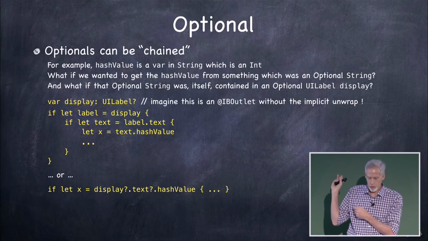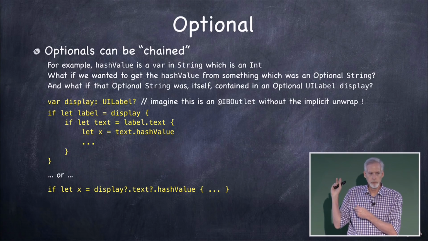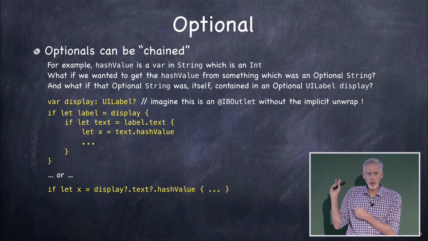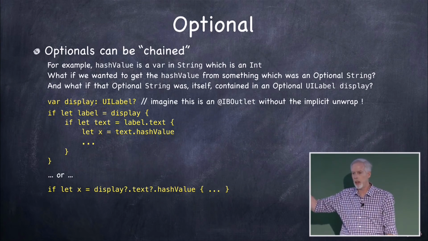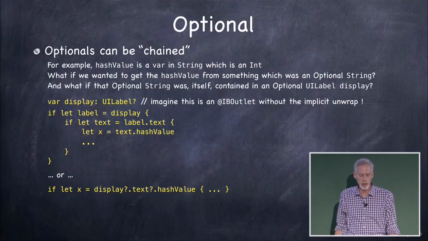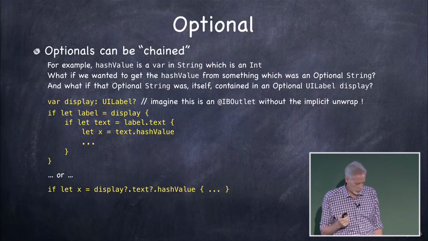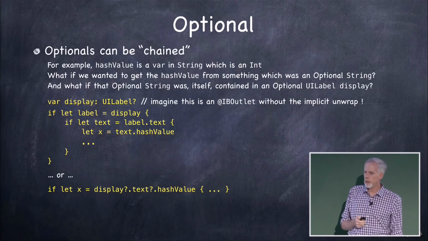What type do you think x is right there? Int, almost. Optional Int, exactly. It has to be optional Int because any of those things could fail and it would return nil, so it has to be able to take nil. So that would be an optional Int because hashValue returns an Int. Okay?